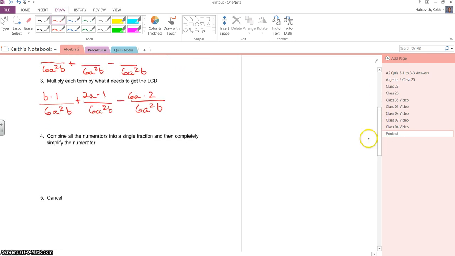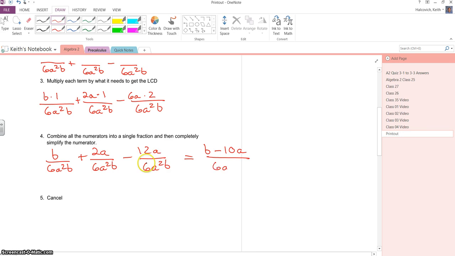Okay, now you get the like terms, so you have b over 6a squared b plus 2a over 6a squared b minus 12a over 6a squared b. And now you can combine like terms. Well, you have 2a minus 12a, so you have b minus 10a all over 6a squared b. And then if you can simplify the numerator, you would, but in this case you cannot. So therefore, that is your answer.